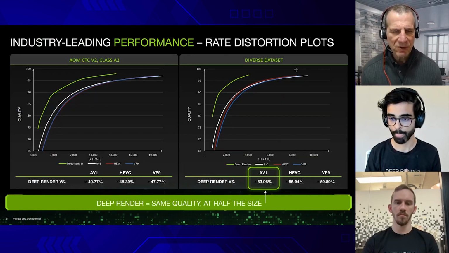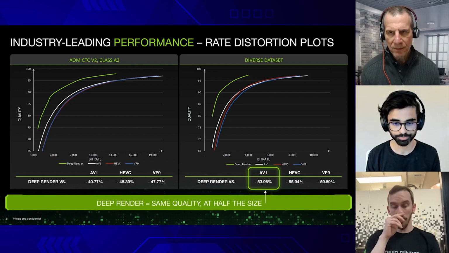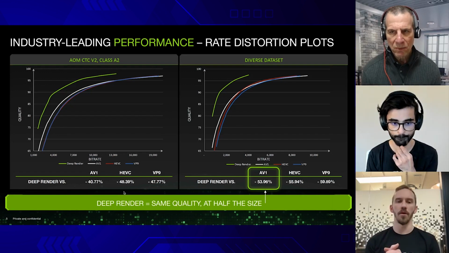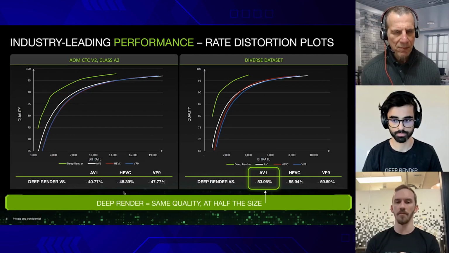Can you go into some of the numbers that you have there and tell us about the presets that we used for AV1, HEVC, and VP9, and also how that reflected in encoding time? Yeah, that's good. I can jump in on this front. In terms of the encoders that we used for this comparison, for AV1 we used the SVT-AV1 encoder. For HEVC we used the x265 encoder, and for VP9 we used the libvpx-vp9 encoder.